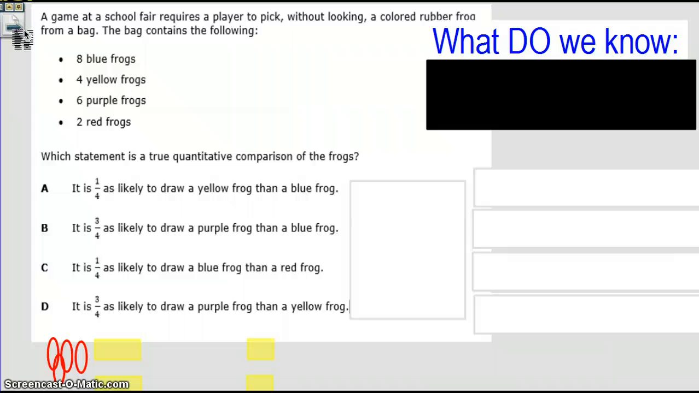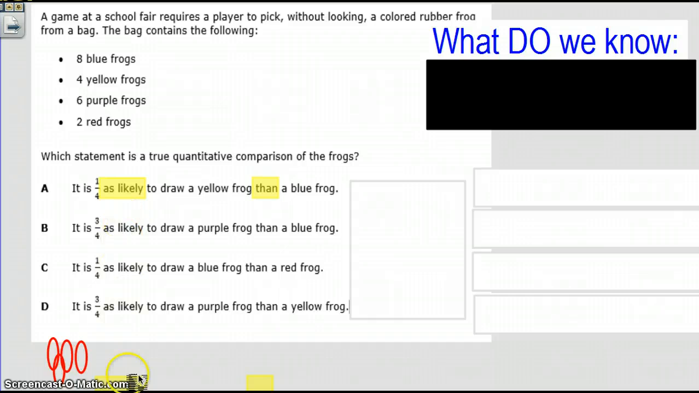A game at a school fair requires a player to pick, without looking, a colored rubber frog from the bag. The bag contains the following: 8 blue frogs, 4 yellow frogs, 6 purple frogs, 2 red frogs. Which statement is a true quantitative comparison of the frogs? So quantitative means we're going to use a quantity, which means we're going to use a number. So it is 1/4 as likely to draw a yellow frog than a blue frog. So important here is "as likely" and then "than."